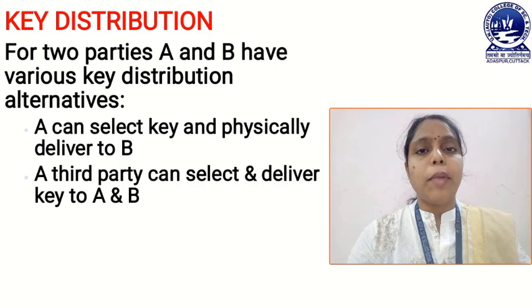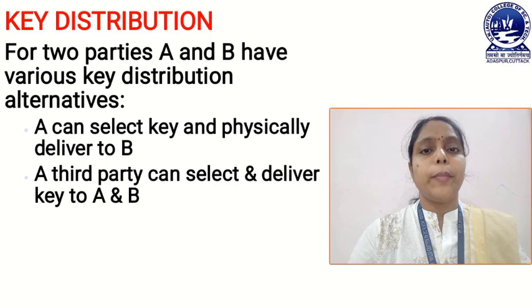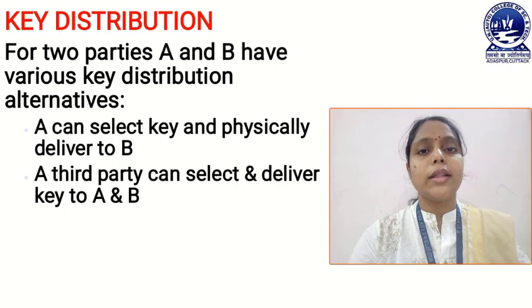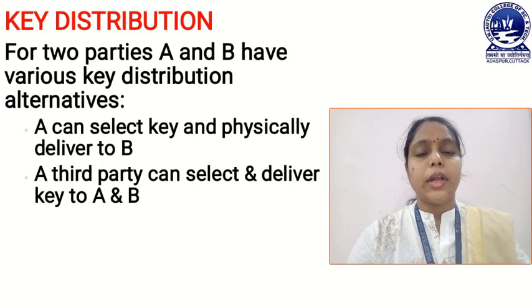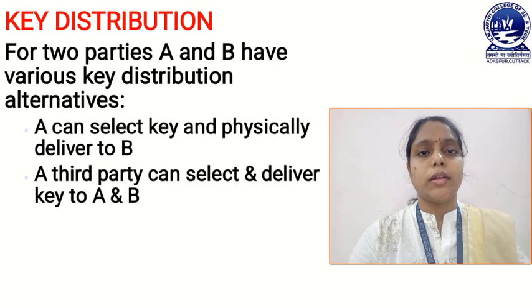In the first case, the key is generated by one of the parties that want to communicate with each other. In the second case, the key is generated by a third party, which is trusted by the sender and receiver, and that third party generates the secret key and shares it with the sender and receiver. In both ways, the key is shared physically. Now look at the next method.